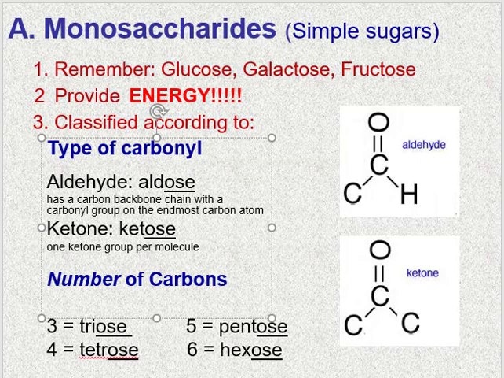All monosaccharides will end in the suffix -ose. So it's an easy way to determine whether or not the molecule you're looking at is a monosaccharide. We can also classify monosaccharides based on the position of their carbonyl group. Aldoses have a carbonyl group at the end of the carbon chain, and ketoses have a carbonyl group in the middle of the carbon chain.